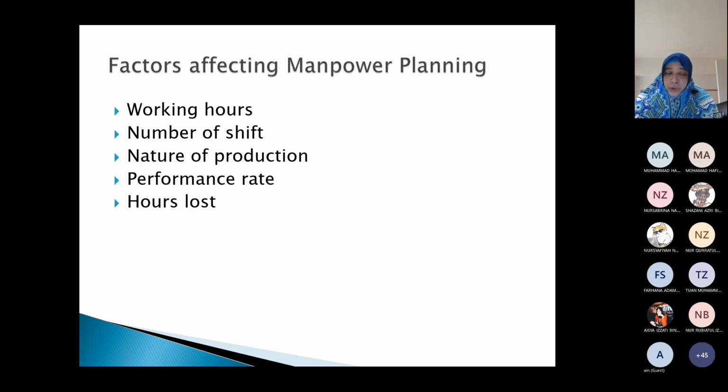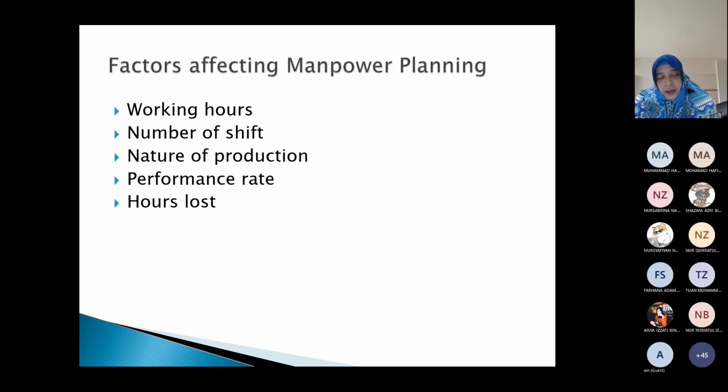When you talk about the nature of production, you have to look at the products that you would like to produce. Whether you have to produce continuously, or you have a lag time before you can produce the next batch. If you need to go continuously, then you work 24 hours. Definitely the workers must work in shifts. And then performance rate, it depends on the production that you have.